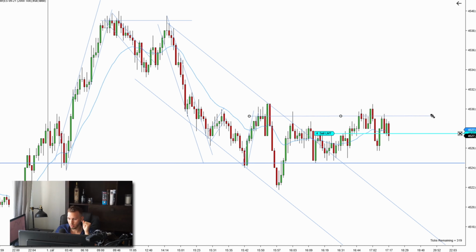I may be wrong here, of course, but it's been a long consolidation here, and I'm really interested in taking this setup right here, and it may go without me. I'm still going to hold this. Come on, fill me up. Come on, just one more tick.